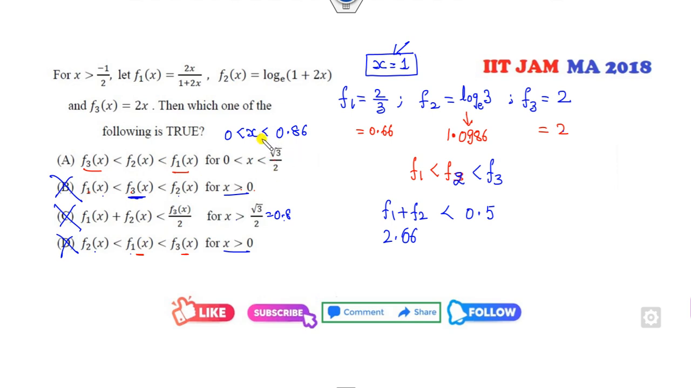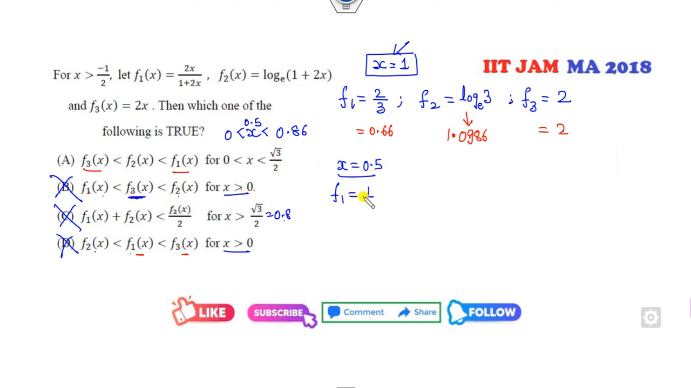Again I can check it. If I take x is my 0.5 in between them. So what will happen if I take x is my 0.5? Fine. So f1 will be 1 over 2, f2 will be log of e2 and f3 will be 2x. It will be 1. So f1 is less than f3, but f3 is less than f1. This option is also cancelled.